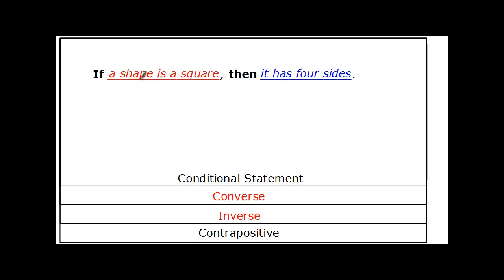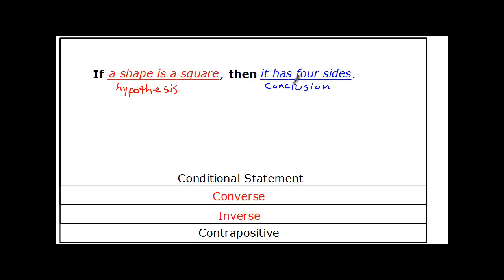So the word we're going to use to describe this part of our if-then statement. So the if part is called the hypothesis. Okay? It's not a hypotenuse, it's a hypothesis. Now the then part, or the effect kind of part of our statement, is called the conclusion. So we have a hypothesis, and the result is this conclusion. So if a shape is a square, then it has 4 sides.